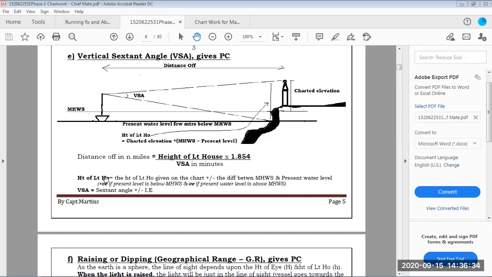Now the height of the lighthouse given in the chart is from mean high water spring, and we need the height from the present water level, which may be a few meters above or below mean high water spring. So the height of the lighthouse on the chart plus or minus the difference between mean high water spring and the present water level: it will be added if the present water level is below mean high water spring, and negative if the present water level is above mean high water spring. And the vertical sextant angle should be corrected for index error. So this is the way of calculating bearing and distance for vertical sextant angle.